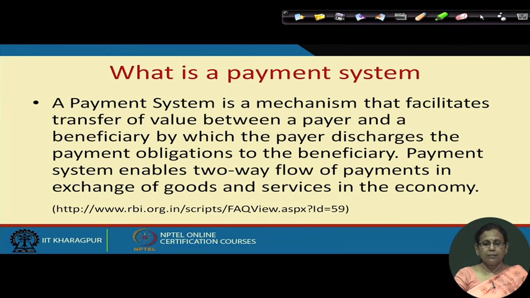A payment system is a mechanism that facilitates transfer of value between a payer and a beneficiary, by which the payer discharges the payment obligations to the beneficiary. The payment system enables two-way flow of payment in exchange of goods and services in the economy. Okay, let us elaborate a little bit on this definition. This payment system is a mechanism that facilitates transfer of value between the payer and the beneficiary, by which the payer discharges the payment obligations to the beneficiary.